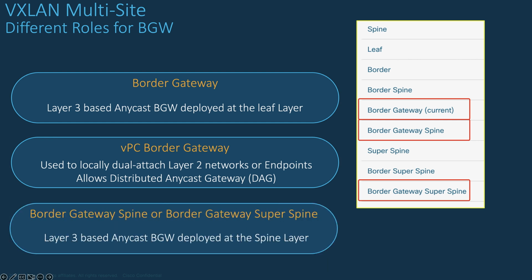Some enterprises may wish to initiate the functions of border gateway from the spine layer, with the role of border gateway spine, or you can even enable Anycast border gateway from the super spine layer. Remember, only layer 3 Anycast border gateway can be deployed from the spine and super spine layer. VPC is not supported at the spine layer.